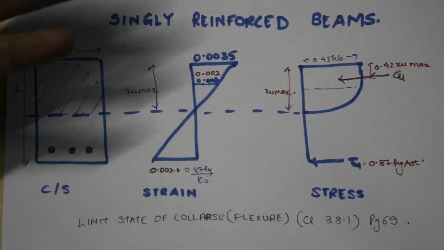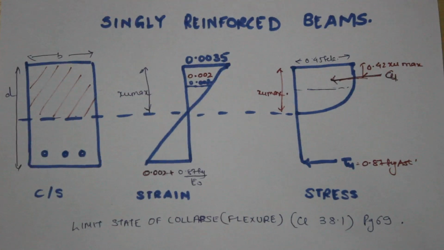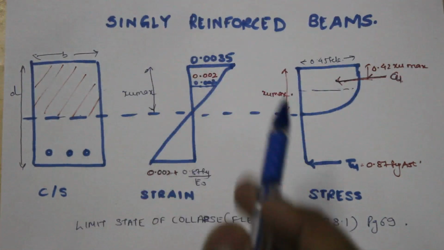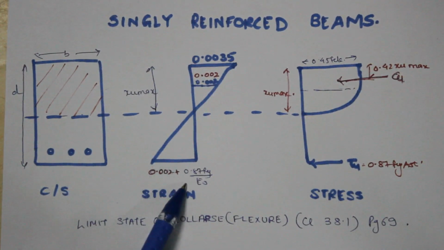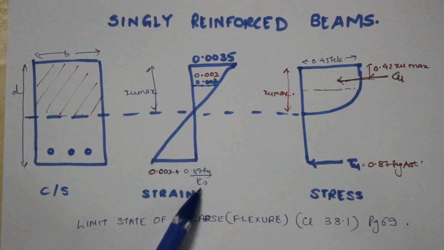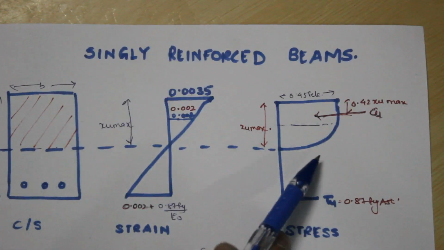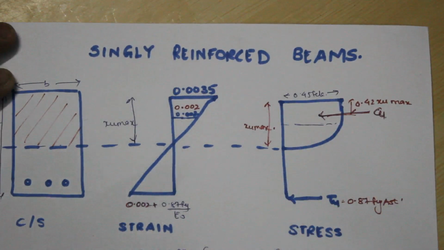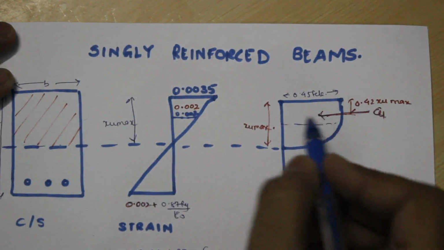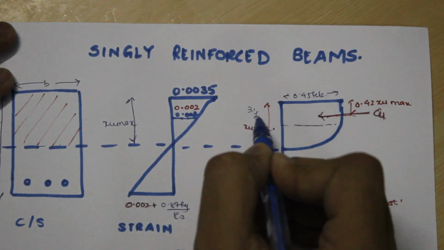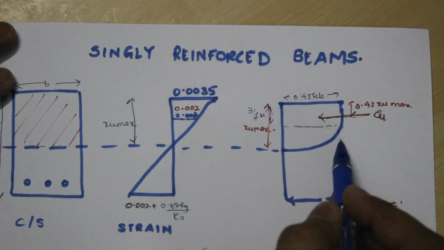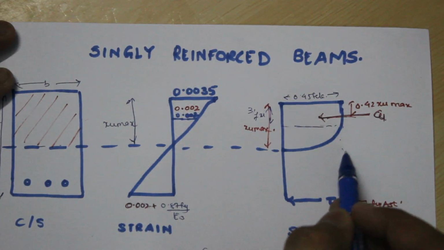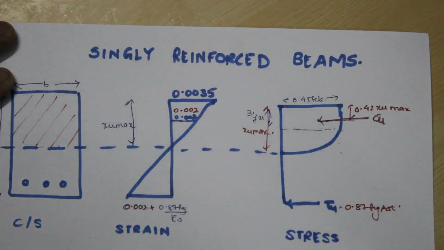It is assumed that the maximum compressive strain in the concrete is 0.0035, while the tensile strain in the steel is 0.002 plus 0.87 Fy by Es, where Es is the modulus of elasticity of steel. This is the stress diagram. Up to 3/7 XU it is rectangular, and for the rest of the depth up to the neutral axis it is parabolic.